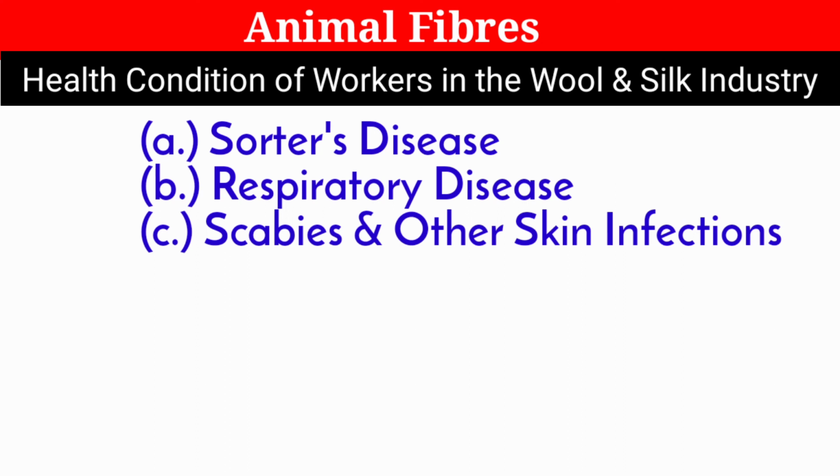Third one is skin infection. The workers working in the silk industry generally boil cocoons in water to kill the worms. During this time their skin gets infected and they suffer from problems like blisters and raw skin.